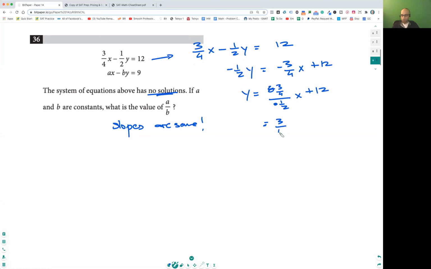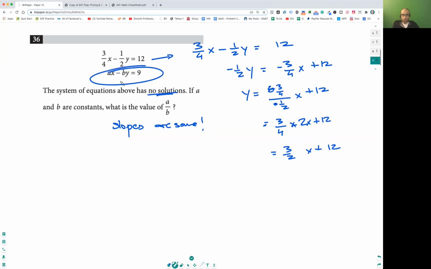So you've got 3 over 4, right, divided by 1 over 2, right? So divided by 1 over 2, which means times 2, right? And so that's your slope, right? So that slope is equal to 3 over 2, right? 3 over 2 x plus this constant. I forgot an x over here, right? So that's 3 over 2.